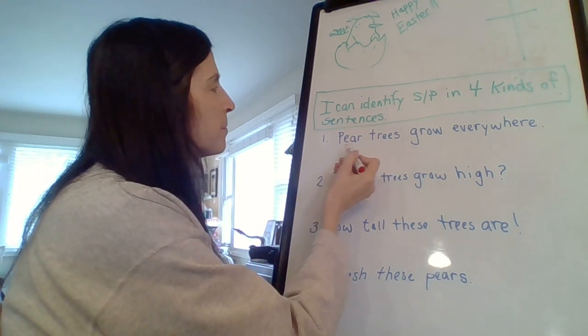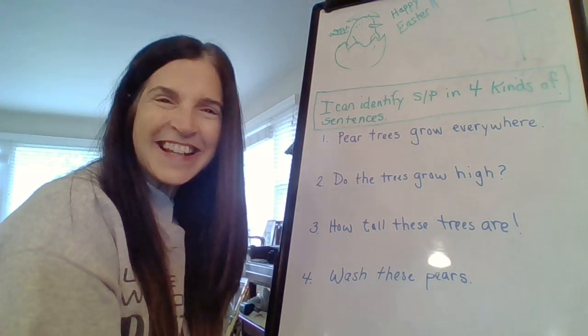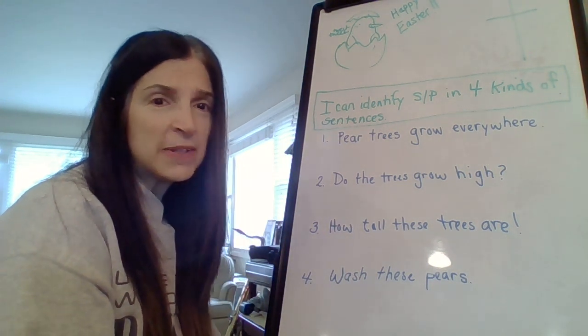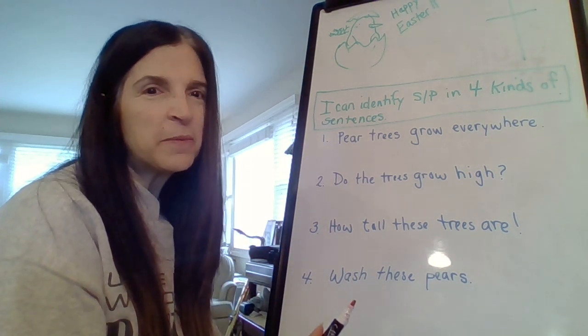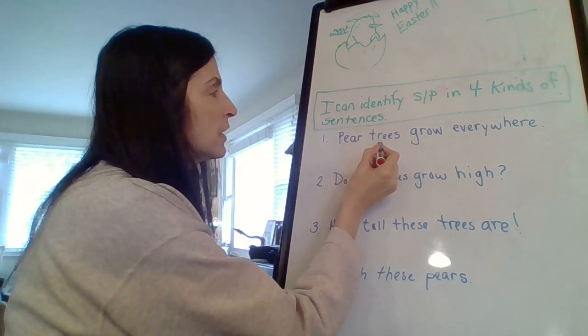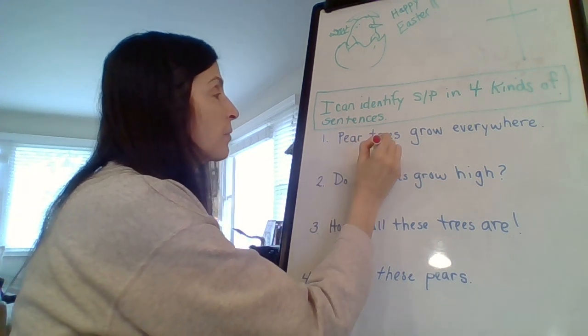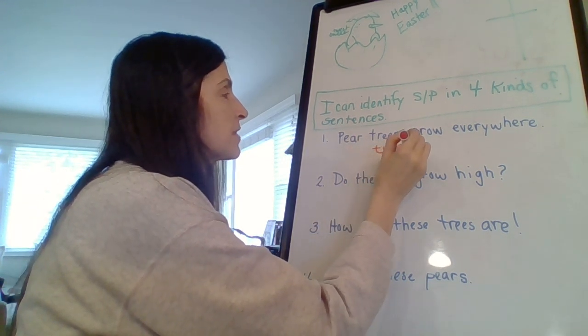And when we read it, pear trees grow everywhere, we're asking ourselves, what is the subject of this sentence? And most of us will probably say pear trees, and that's correct, but we're looking for the simple subject. So we're only looking for trees. Pear is really an adjective of what type of trees. So we write trees down, it's a simple subject.